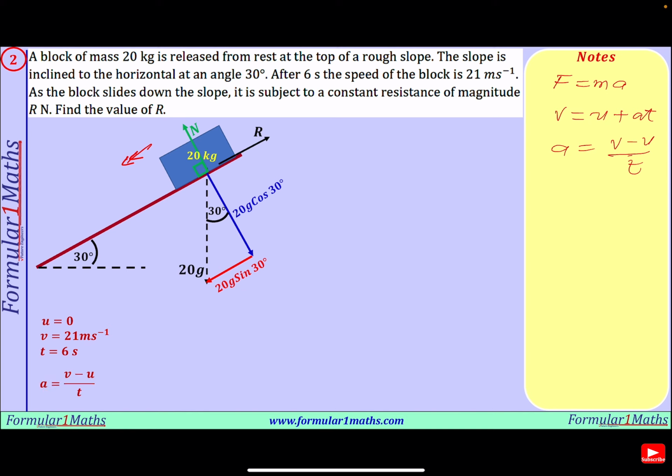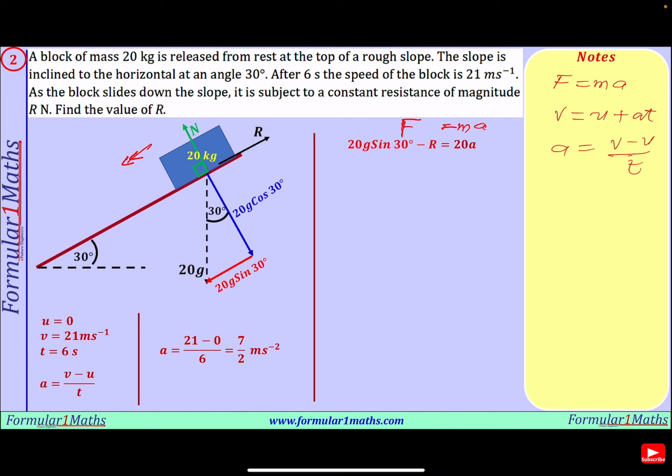So let's go and do the substitution. We get 7 over 2 meters per second squared. That's the acceleration. We now go and use our Newton's second law of motion. And this is our force that is moving the body down, so this is in this direction, and this is going the opposite direction. So that's where we have this minus R equals the mass times the acceleration. But we know the mass and we know the acceleration. So let's do our substitution.